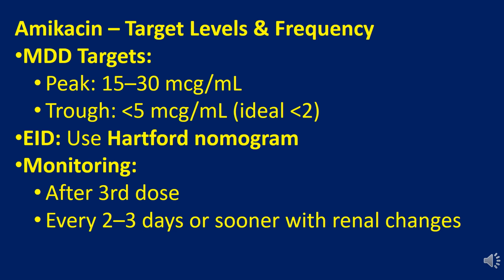risk. In the case of extended interval dosing, otherwise known as once daily dosing, do not use peak or trough levels. Instead, draw a single random level at 6 to 14 hours post-dose and apply Hartford nomogram to determine dosing interval, that is, 24 to 48 hours.